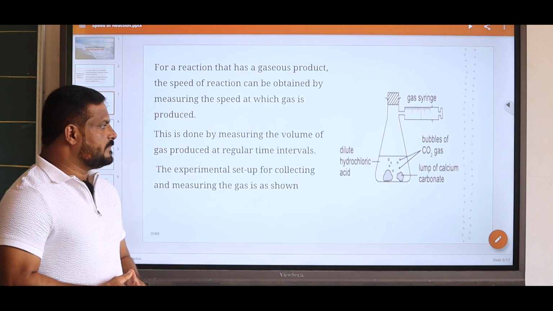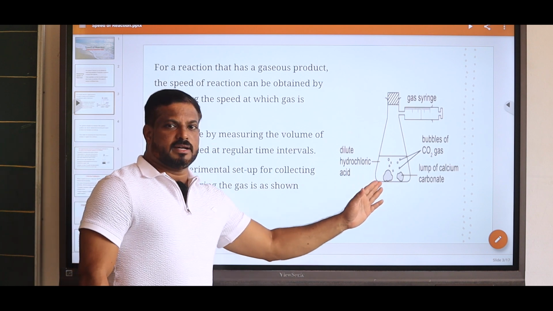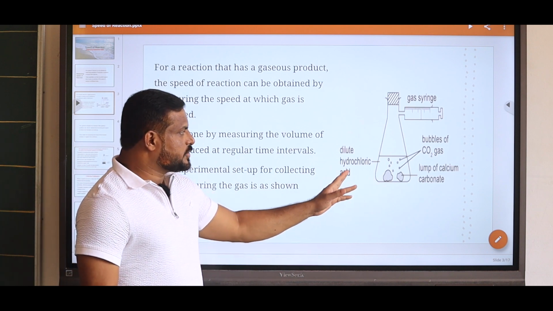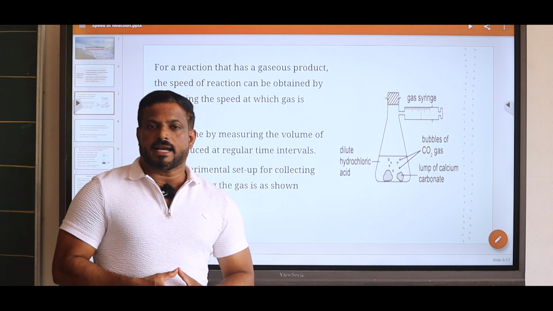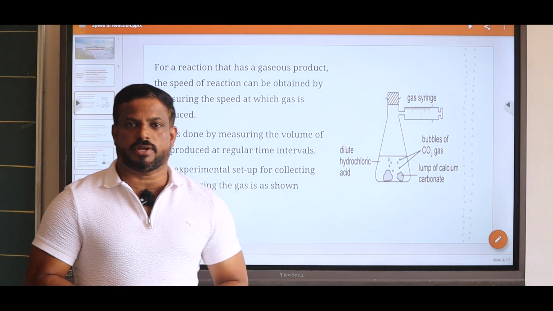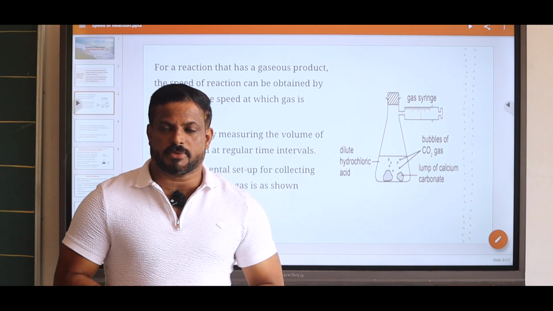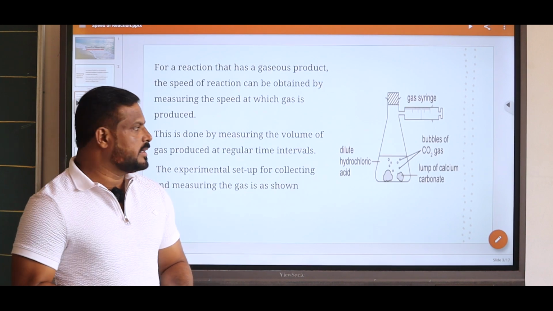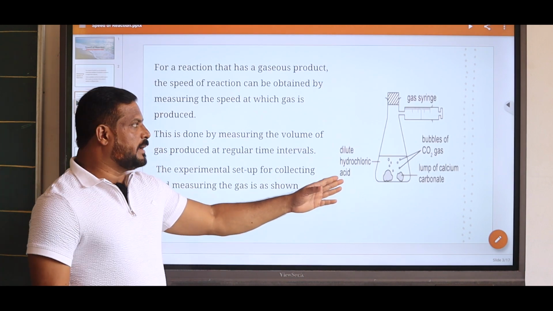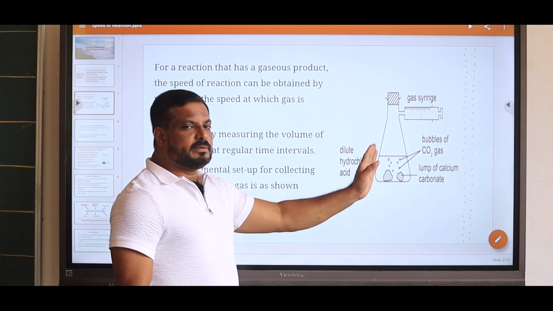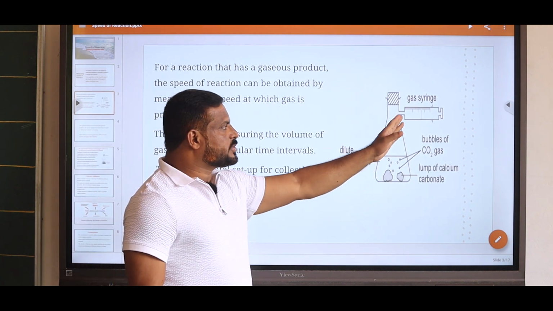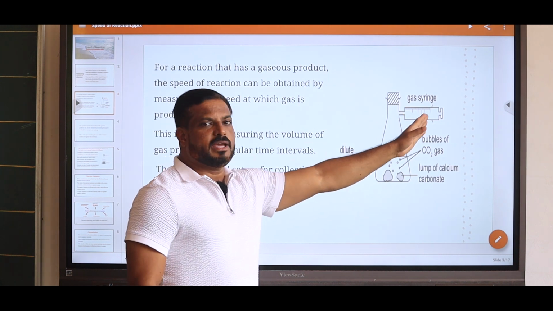Look at this diagram. In this conical flask, I took calcium carbonate and hydrochloric acid. Calcium carbonate reacts with the hydrochloric acid. We get calcium chloride, carbon dioxide and water. Here the carbon dioxide bubbles are coming out. When these carbon dioxide bubbles come out, they reach this syringe and the piston will be moved back.